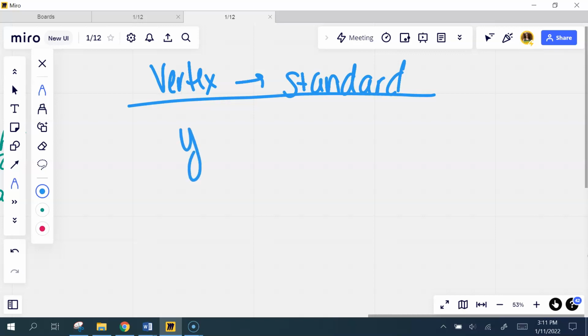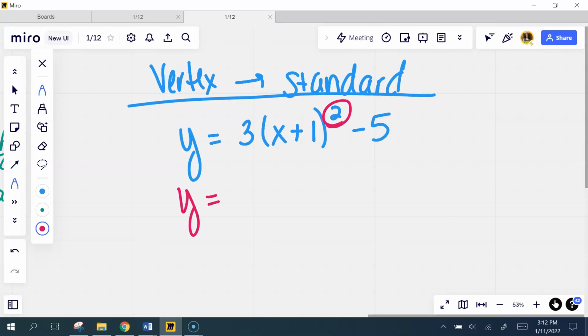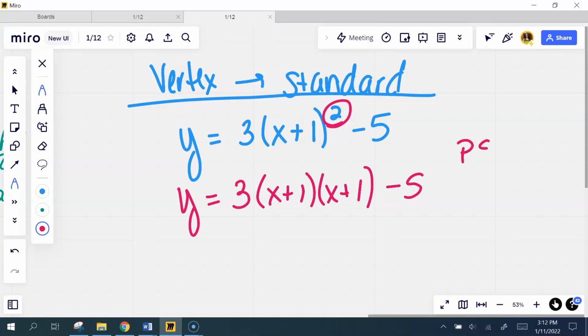All right, so let's say I'm in Vertex form, so maybe I have 3 times x plus 1 squared minus 5, something that looks like that, right? And I told you earlier, when you have the square, that just simply tells you how many times to write it. So what I'm going to do is I'm going to say 3 times x plus 1 times x plus 1 minus 5.